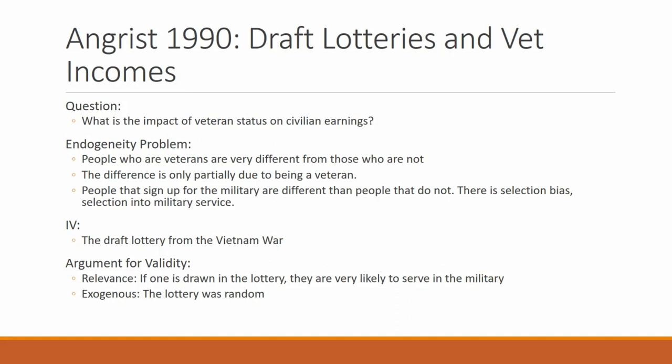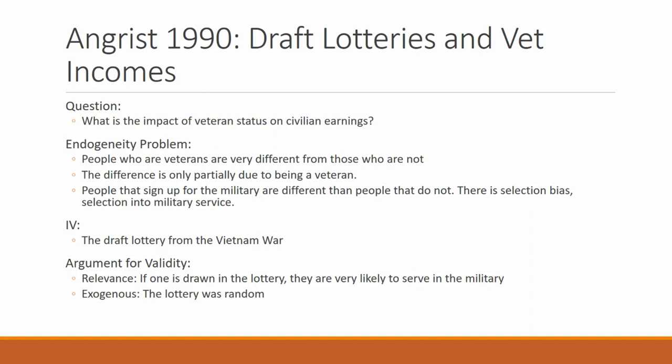So what Angrist does, this is a classic paper, is use data on a sample population of people that were of age during the Vietnam War. This was a war that the United States fought in Vietnam.